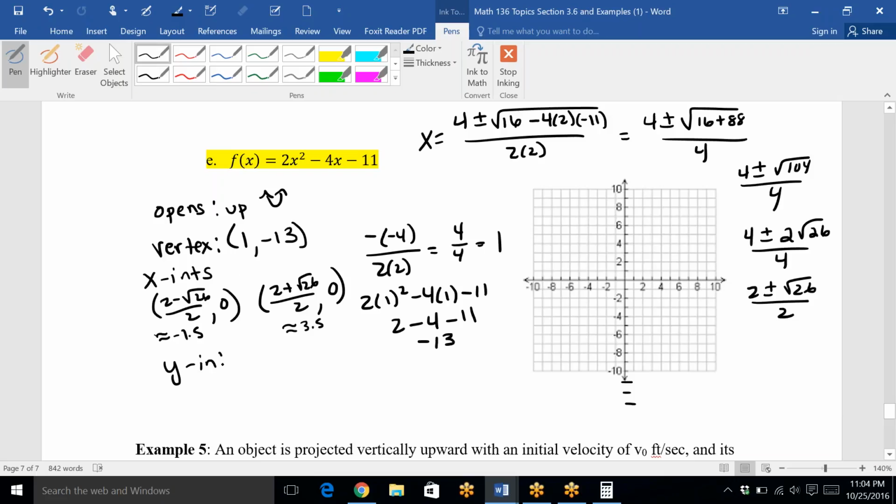My y-intercept is 0, negative 11, because that's the constant. And my axis of symmetry is the vertex. X equals 1 is the vertical line. So 0, negative 11, 1, negative 13, it's down there, and then about negative 1.5 and about 3.5 are my two x-intercepts. And then I just draw my parabola through all my points. And that is the end of section 3.6.